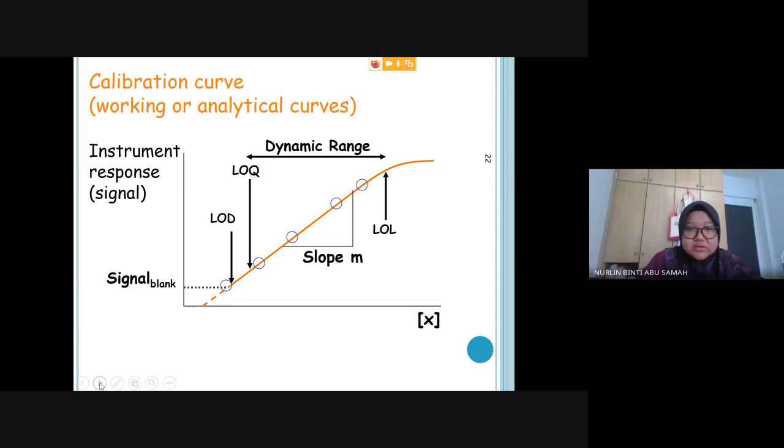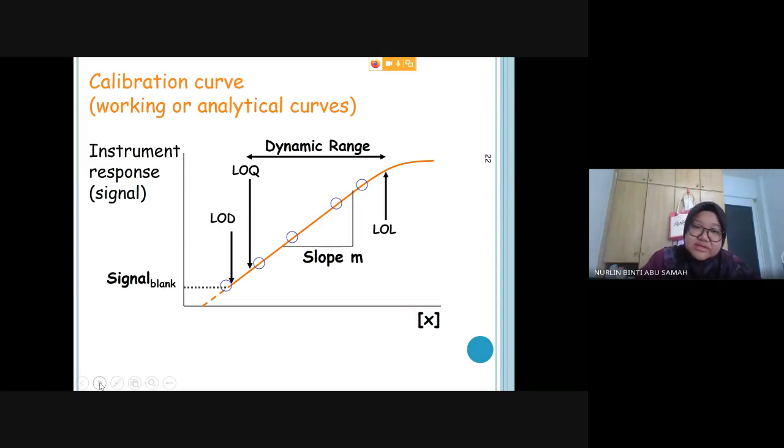Saya harap you all tahu calibration curve. Calibration curve ni apa tujuan yang kita buat? That is the thing that you need to know before you can understand each point in the calibration curve. So here you can see we have LOD, we have LOQ, and we have LOL. LOD is the limit of detection, LOQ is the limit of quantification, and LOL is the limit of linearity.